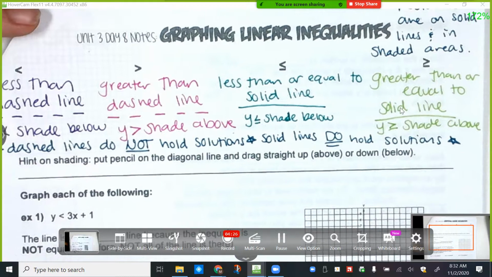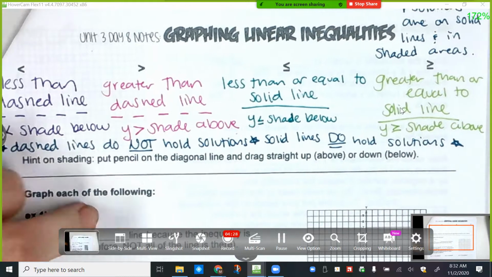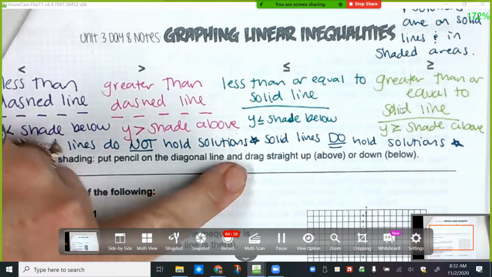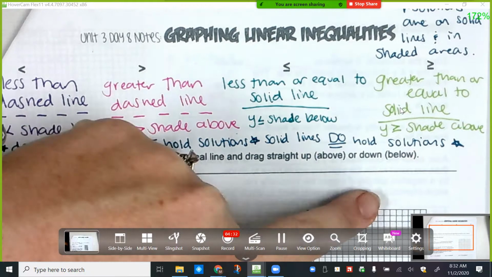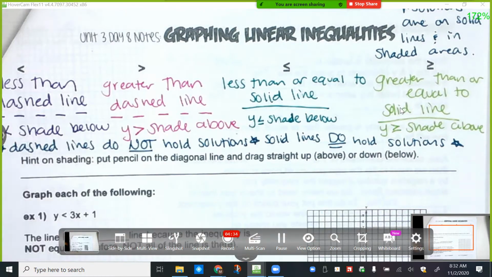Okay, I do want you to relate. It says hint on shading. Put a pencil on the diagonal line and drag straight up for above and down for below. Because sometimes when the lines get super steep, it is hard to tell what's above and what's below. So I'm going to show you this trick with your pencil, and it'll always work, unless it's a vertical line. Vertical lines, you just have to think, where is x smaller, where is x bigger. So if it's a vertical, undefined x equals, or x inequality equation, then you'll have to figure out left or right, okay?